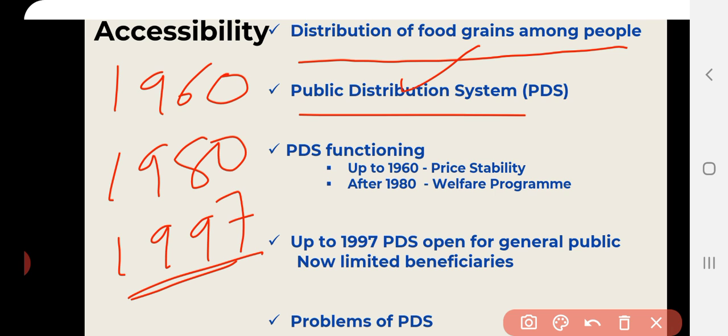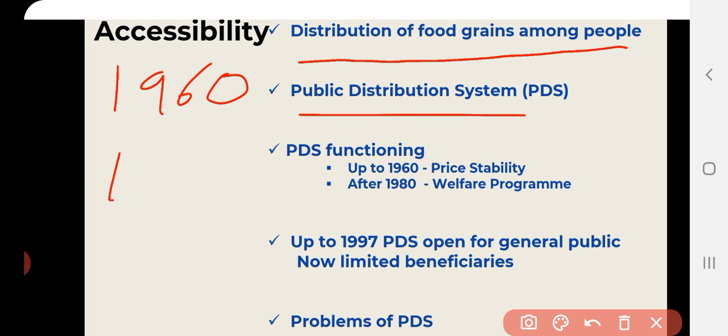And this is the most important mechanism which used to distribute the food grains among the people. Nowadays, we can see this public distribution system is distributing two or three commodities, particularly wheat and rice, and sometimes they distribute kerosene oil from this particular system. They have limited the commodities they are supplying now through this particular system.